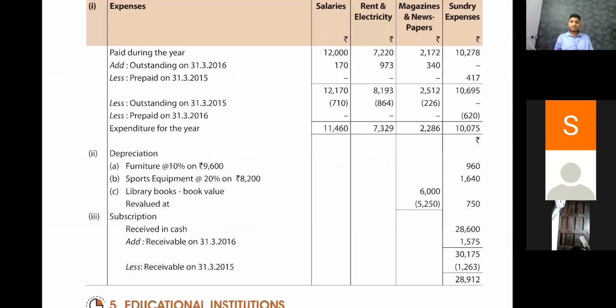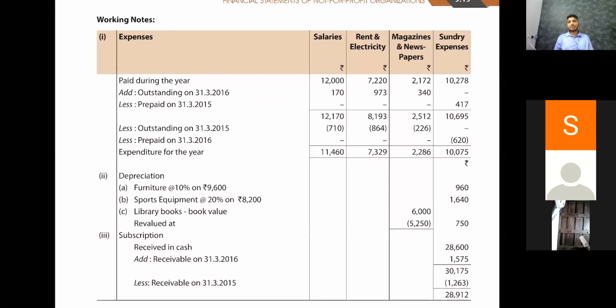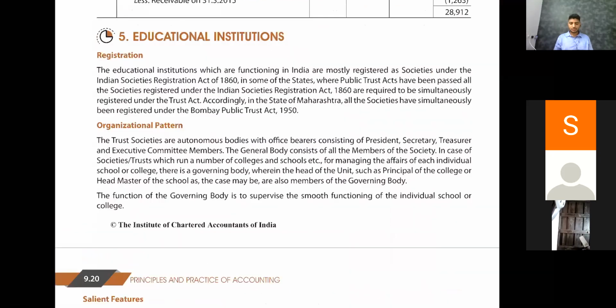And in examination, I prefer you doing tables like this. It will save your time, and it will look neat in the examination. You will get marks for neatness also.